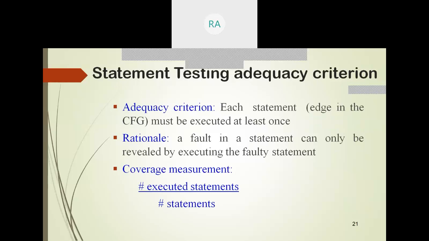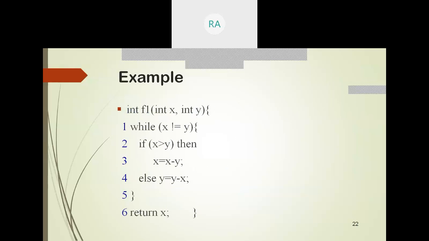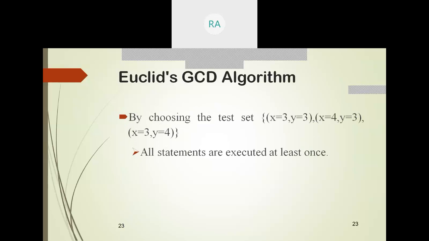Okay, the coverage measurement we have already seen: the number of executed statements divided by the total number of statements in the source code, multiplied by 100. It has to be expressed as a percentage. They have taken up one simple example, where you provide the input values for the input variables, and based on the values you pass, you arrive at a certain measure for statement coverage. We have already checked this out.